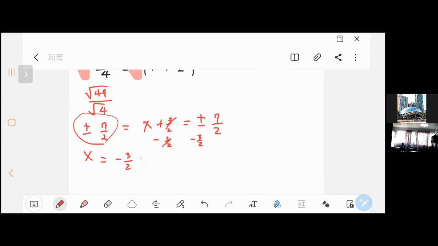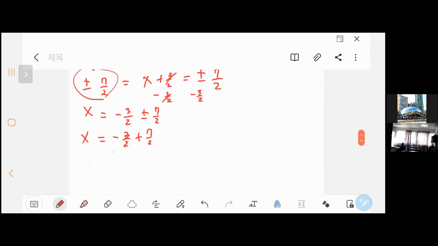So my x is going to be minus 3 over 2 plus or minus 7 over 2, which means x can equal minus 3 over 2 plus 7 over 2, which is 4 over 2, which is 2, or minus 3 over 2 minus 7 over 2, which is minus 10 over 2, which is minus 5. So our solution is x equals 2 or minus 5.